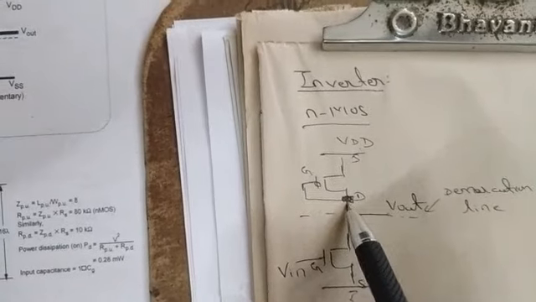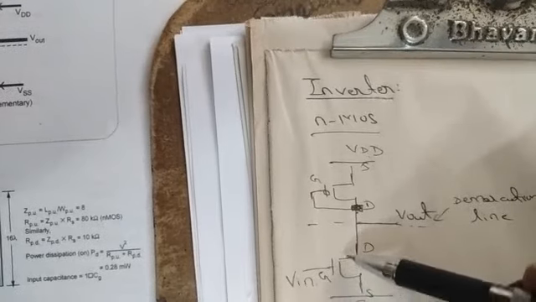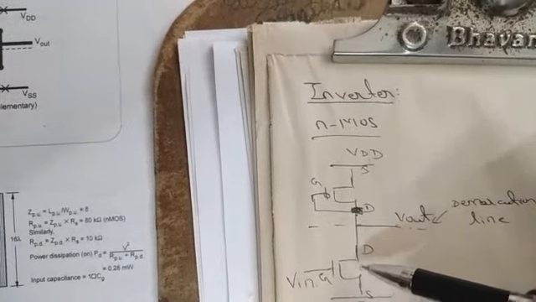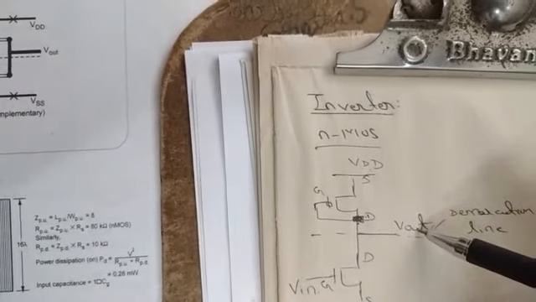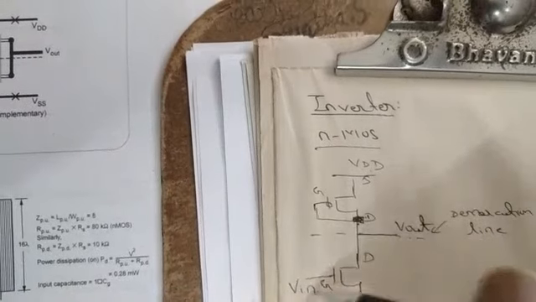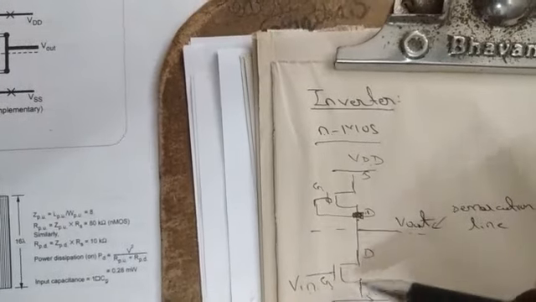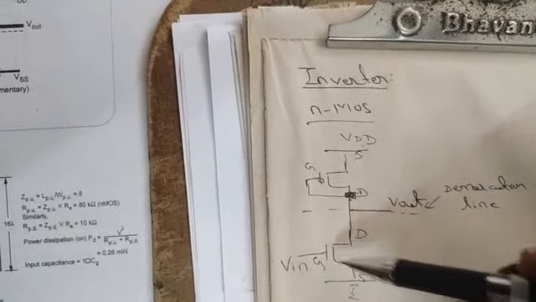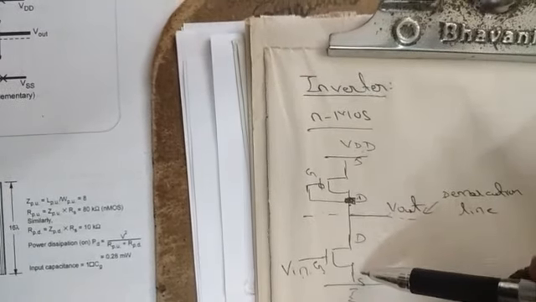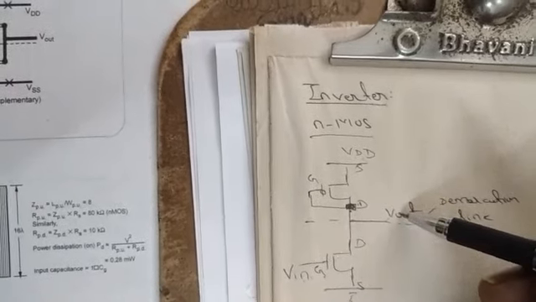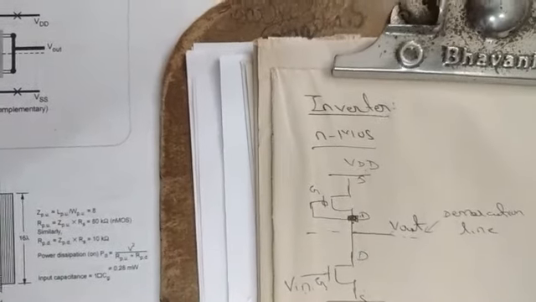Whenever V in is given as 0, my NFET will be in an off state, so there will be no connection. Since the gate is shorted to the drain, VDD is connected, the PFET will be on, and we get the output V out equal to 1. When V in is equal to 0, V out is 1. When V in is equal to 1, the NFET is on, and the capacitor starts discharging, so V out is reduced to ground, and we get V out as 0. When V in is equal to 1, V out is equal to 0. So this is the structure of the NMOS.